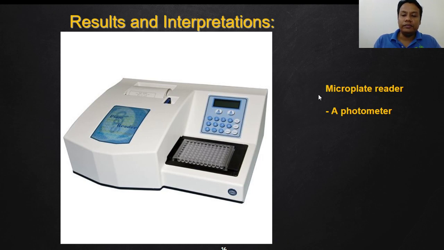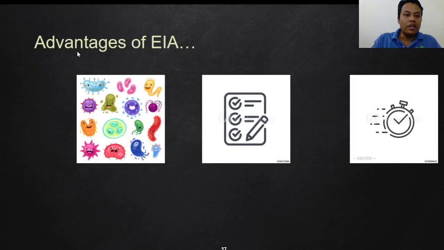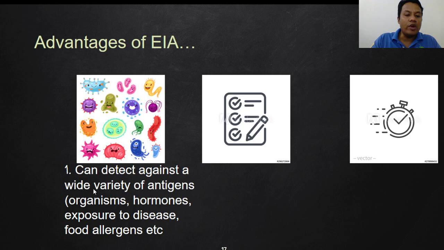For results and interpretation, for EIA, for example ELISA, we commonly use a microplate reader, a type of photometer that can determine the level of absorbance. The advantages of EIA include that they can detect a wide variety of antigens. That means they are so versatile. They can be used to detect a huge number of organisms: viruses, bacteria, parasites, fungi, hormones, and exposure to disease. That means we can detect the antibody against the disease. Food allergens, for example, antibodies against eggs, against peanuts, and etc.